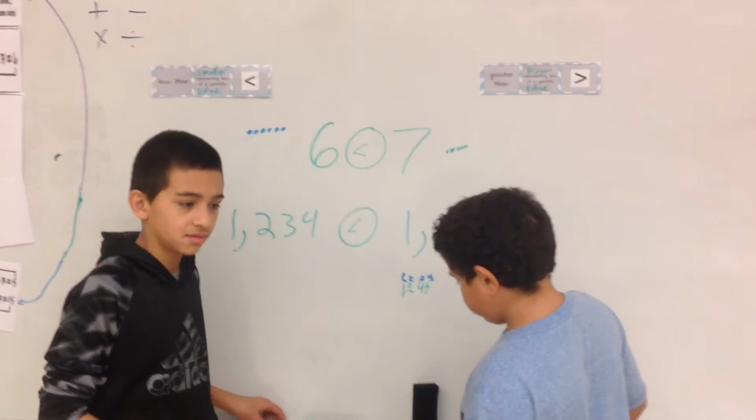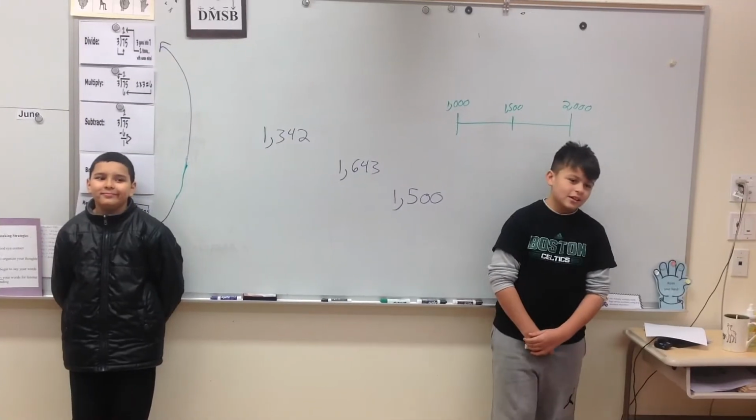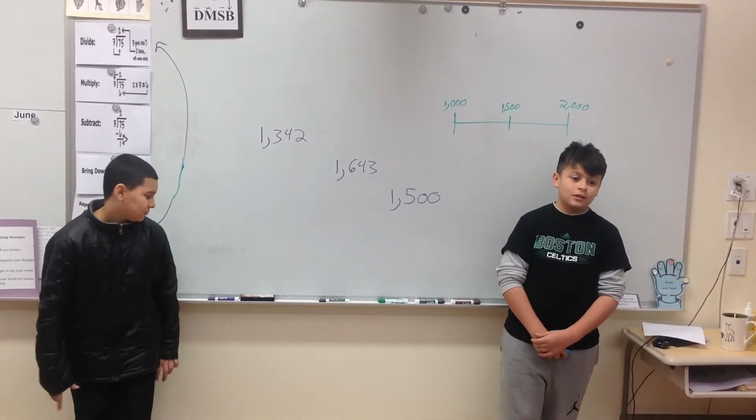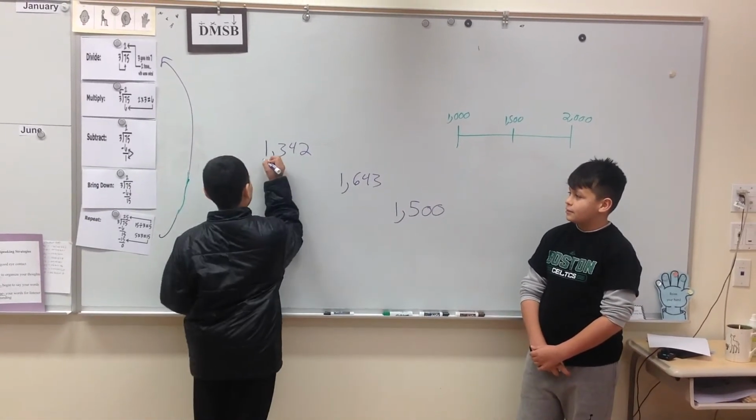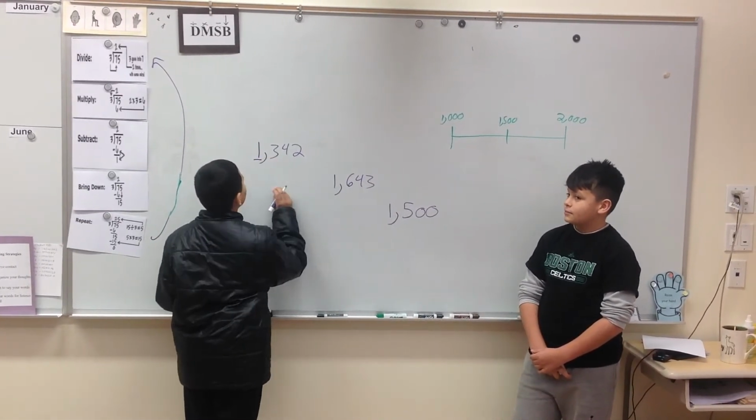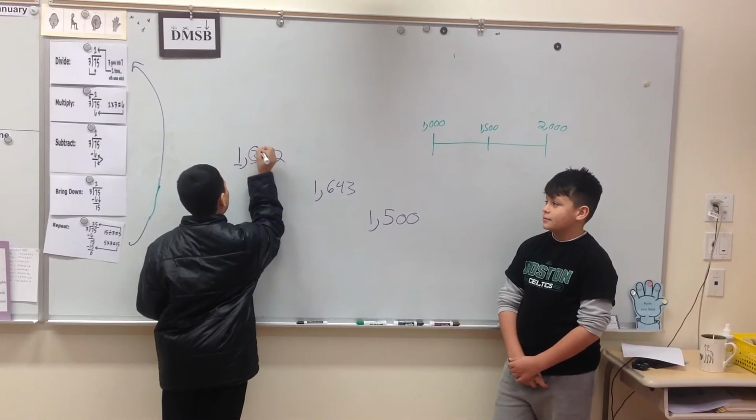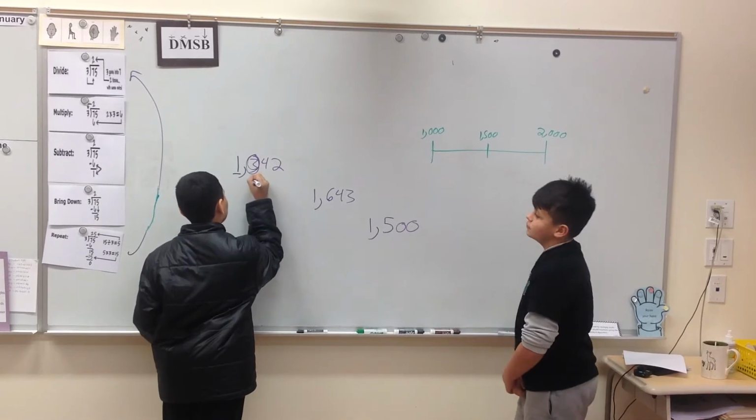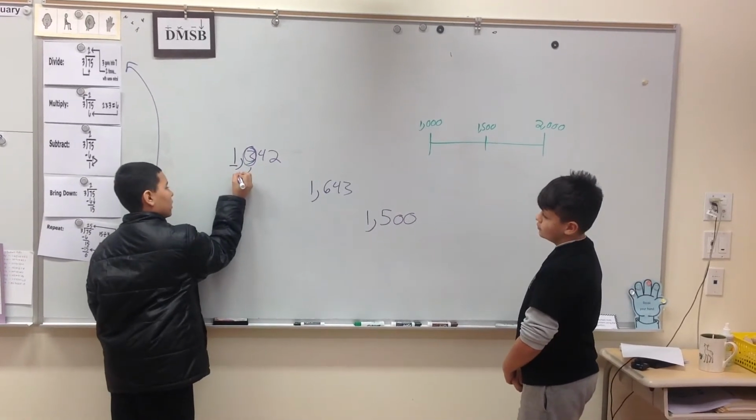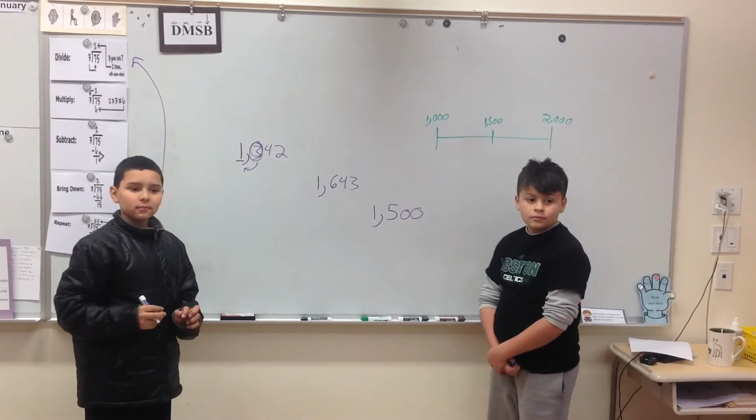All right. Nice work. Taught us how to round to the nearest thousand. Okay, you want to try? Oh yeah. So we underline the 1 and put the 0. Put a circle on the 3 and then put the arrow. Hey Victor, why are you underlining the 1?